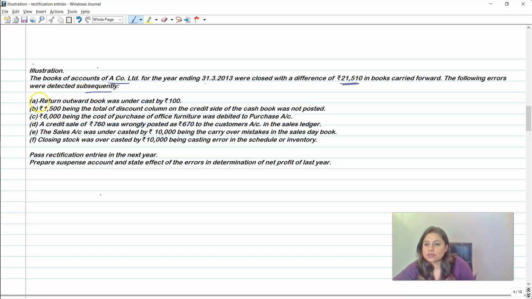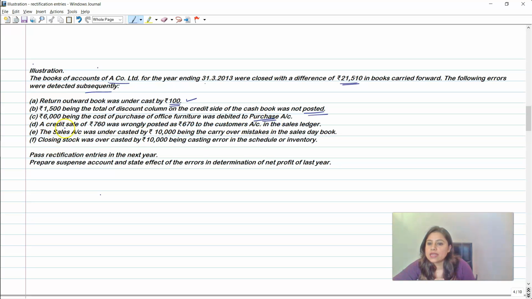So what are such errors that have been detected? That the return outward book was undercast by rupees 100, and rupees 1500 being the total of the discount column on the credit side of the cash book was omitted. So this was an error of omission entry. Undercasting of the return outward book was there for rupees 100, and then 6000 being the cost of purchase of office furniture. So office furniture was purchased, but instead of debiting the furniture account, we debited the purchase account.